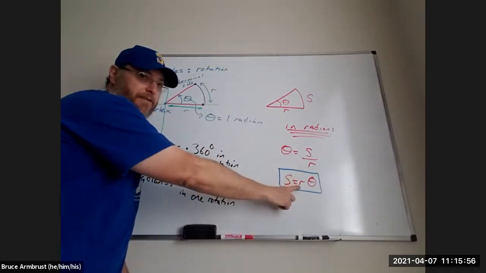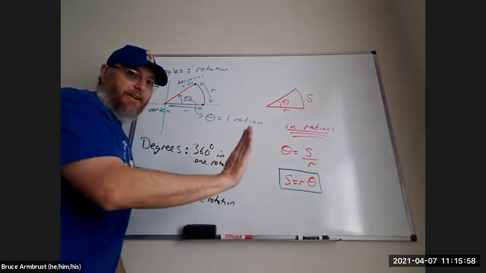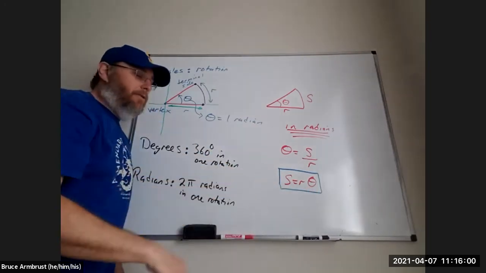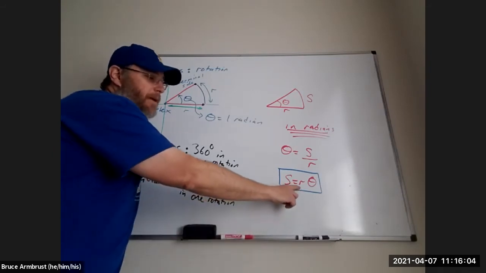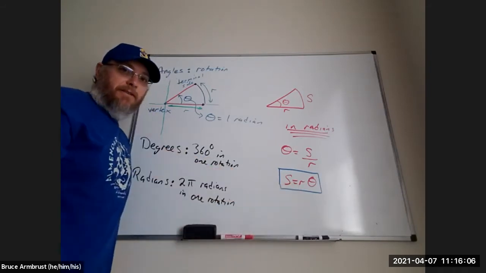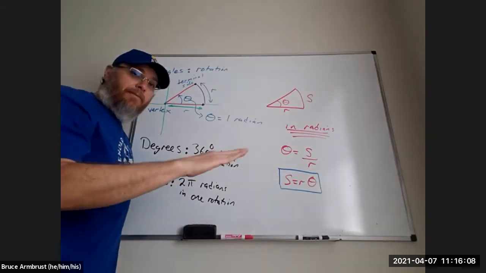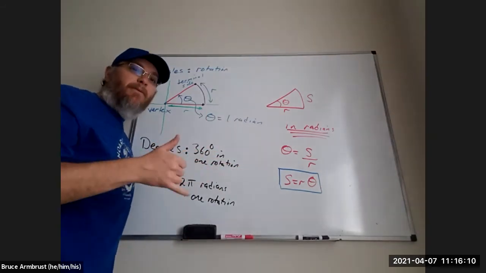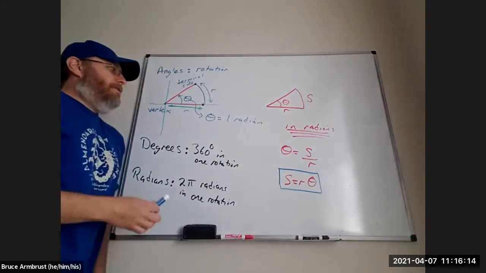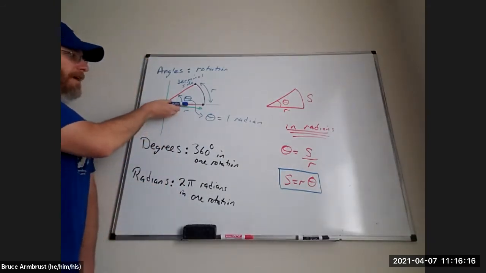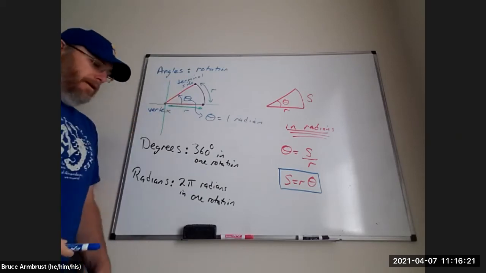R is the size of the circle, and theta is the angle that we're rotating through. Suppose that you're on a bigger circle versus a smaller circle, and you were to go through the same rotation. Let's pick a quarter of a rotation. In standard position, I'd be going from the positive X to the positive Y. So we're just going to do that much rotation.